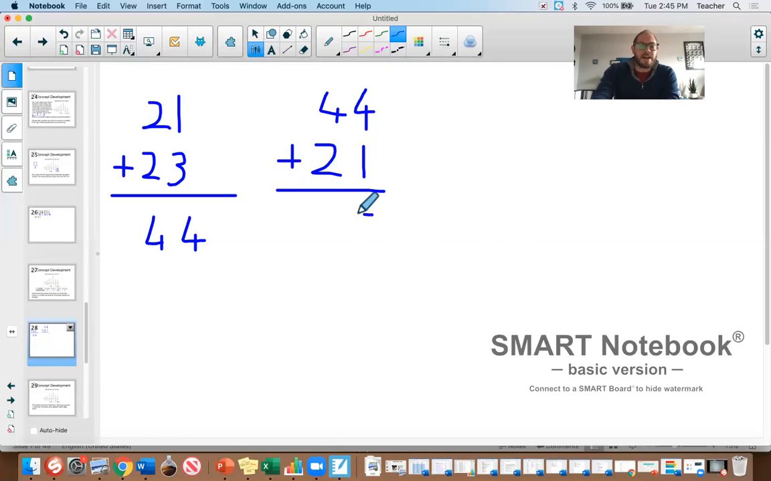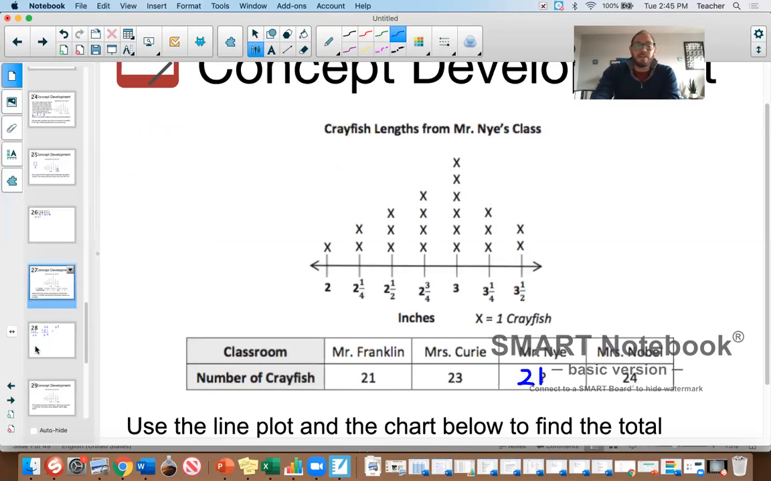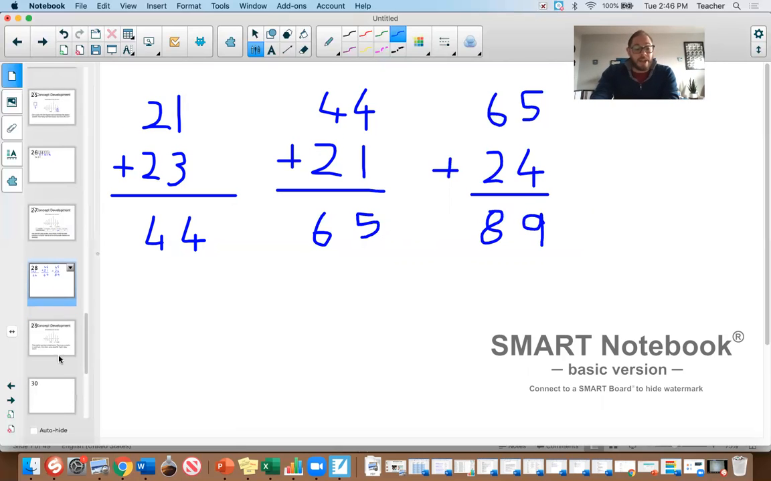4 plus 1 is 5. 4 plus 2 is 6. 65. And we've got one more teacher, Mrs. Nobel. 65 plus, and let's go back and see how many she was using. She had 24. So 65 plus 24. And now let's go ahead, we'll add them all up. 5 plus 4 is 9. 6 plus 2 is 8. 89. So all together, they were studying 89 different crayfish. So we did a great job there.